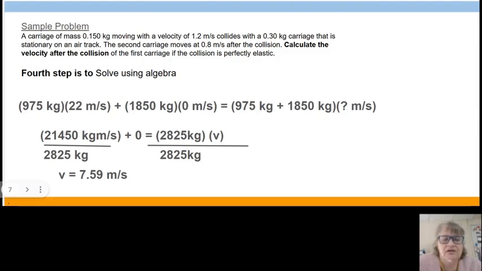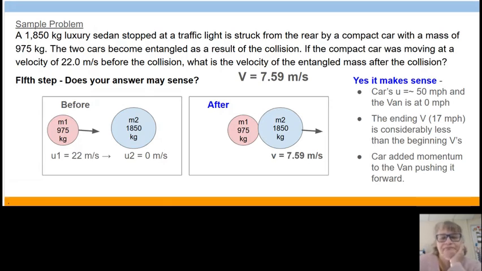Okay. Does that make sense? Well, let's see. The compact car was going 50 meters per second. I called the luxury sedan a van. And the van was going 0. Okay. In the end, the two of them stuck together, and they're going approximately 17 miles per hour. So we went from 50 miles per hour down to 17 miles per hour.